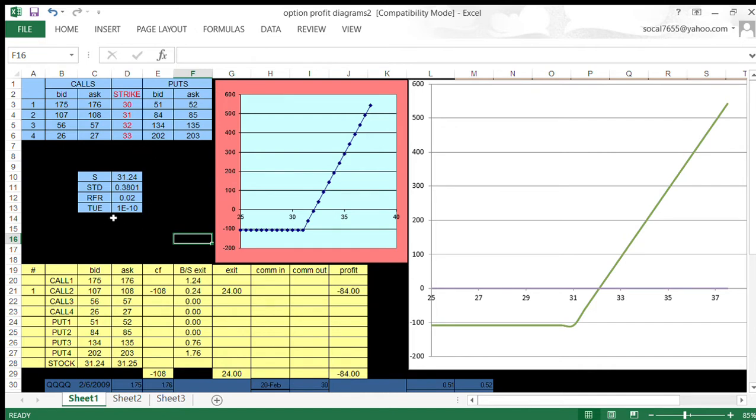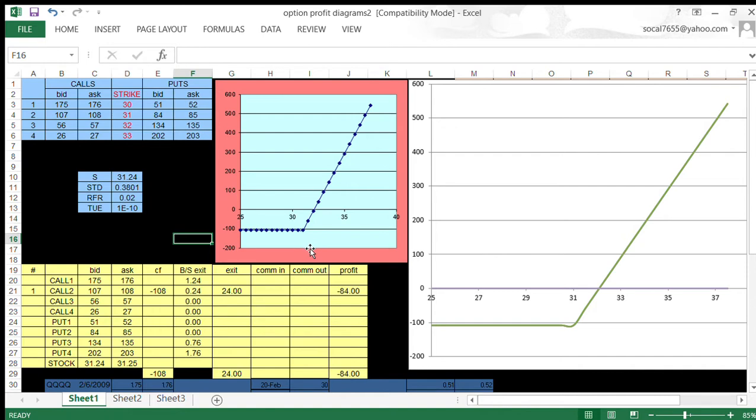So you couldn't put a time to expiration value in here of 3 weeks or 3/50 of a year. Remember, the Black-Scholes option pricing model wants time to expiration measured in years. Okay, so 3 weeks would be 3/50 of a year. So it has to be a value less than 2/50. And here we have again our proxy for option expiration.